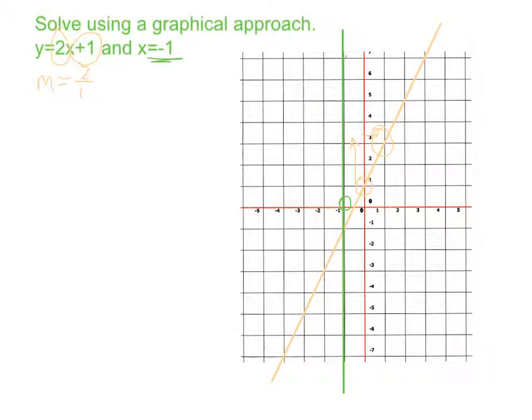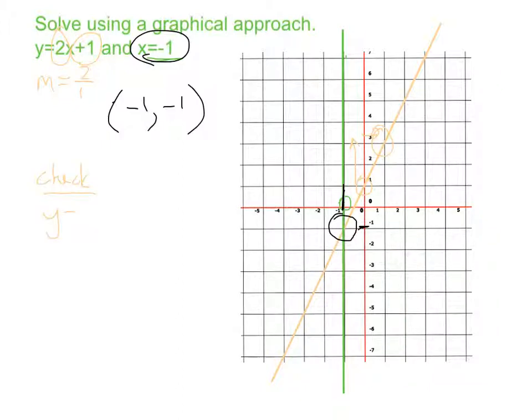Now that we've drawn that in, we need to look for the intersection point, which is right there. That occurs obviously at x equals -1 because x has to equal -1, and also at y equals -1. So our intersection is at (-1, -1), and we'll just do a little check to make sure that that's correct by throwing it into the first equation.